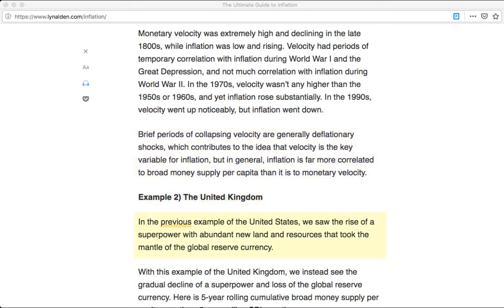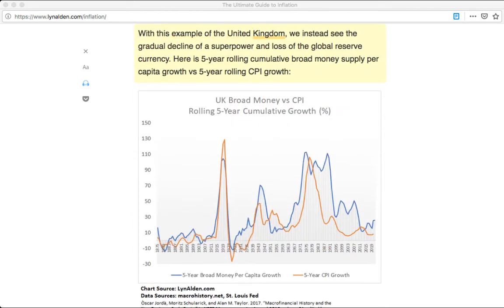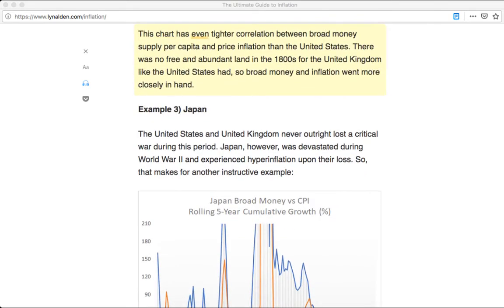In the previous example of the United States, we saw the rise of a superpower with abundant new land and resources that took the mantle of the global reserve currency. With this example of the United Kingdom, we instead see the gradual decline of a superpower and loss of the global reserve currency. Here is 5-year rolling cumulative broad money supply per capita growth versus 5-year rolling CPI growth. This chart has even tighter correlation between broad money supply per capita and price inflation than the United States. There was no free and abundant land in the 1800s for the United Kingdom like the United States had, so broad money and inflation went more closely hand in hand.